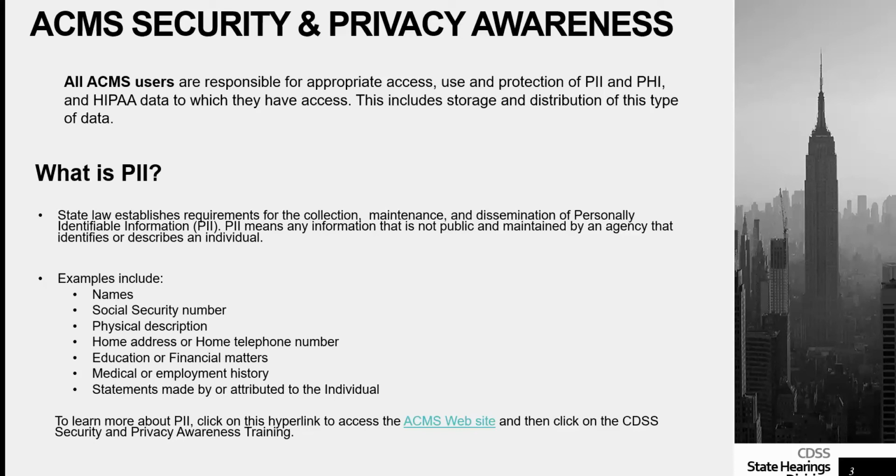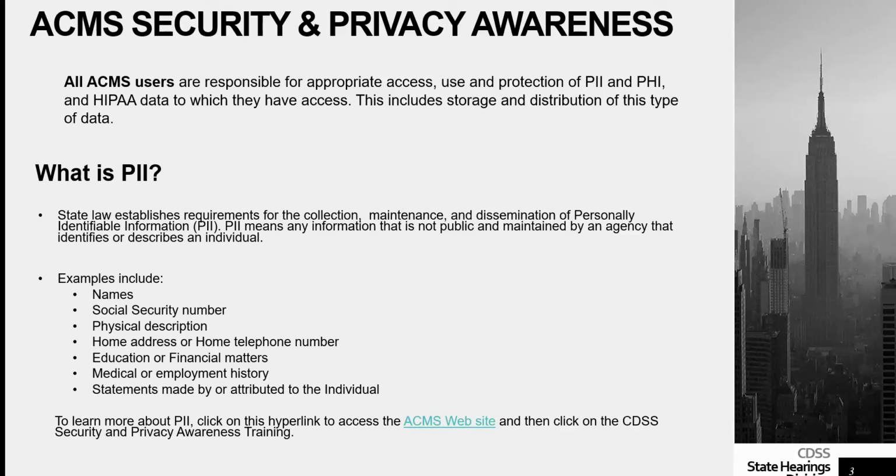One of the things I like to make sure and stress when I talk about getting into ACMS is security and privacy awareness. With ACMS, you do see a lot of claimant information, a lot of their personally identifiable information. So it's very important that you maintain the security of the system. Make sure you don't share your credentials with anyone, and make sure you're not using public Wi-Fi when you're accessing ACMS.